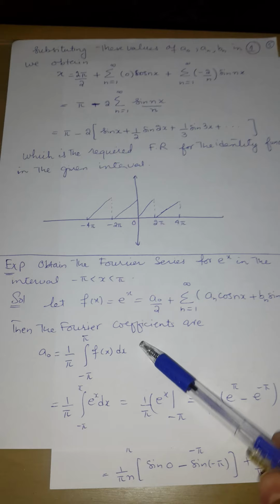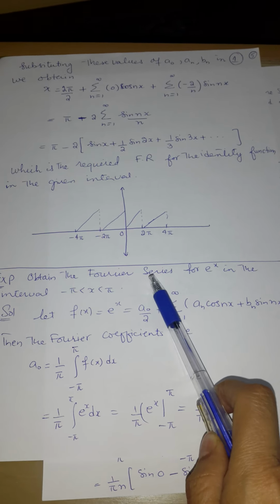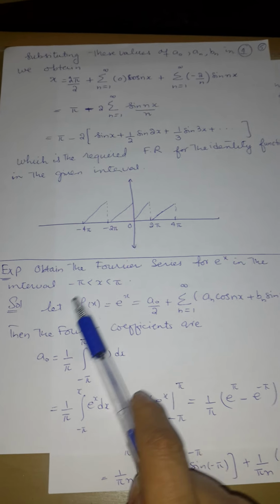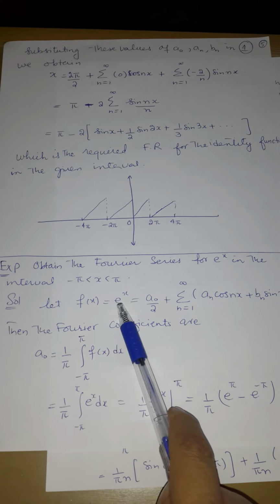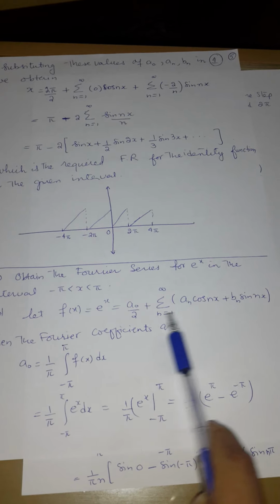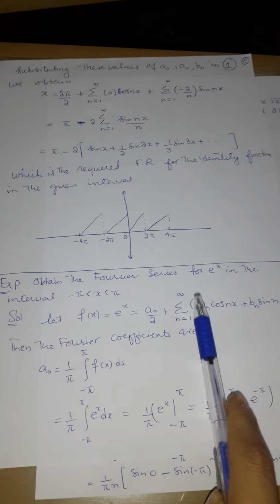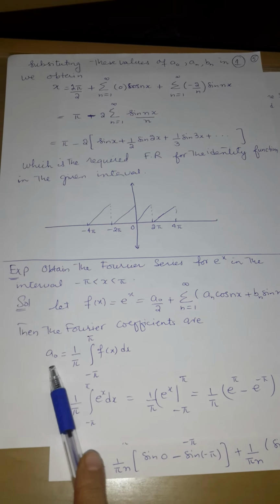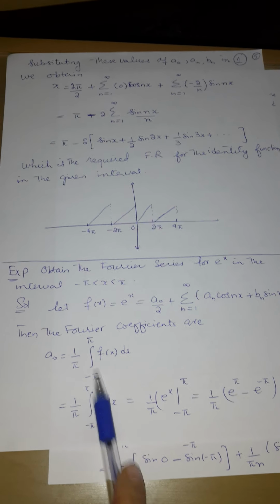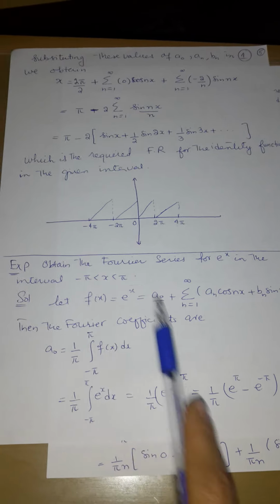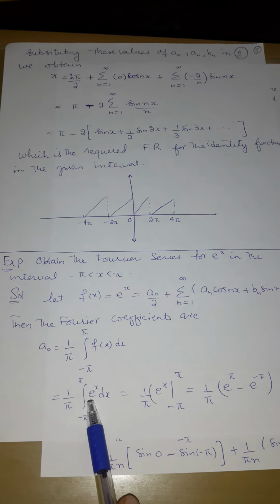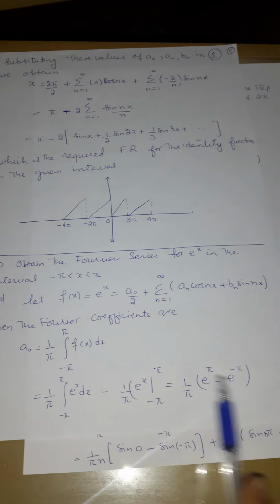Now another example is: obtain the Fourier series for e to the x in the interval minus pi to pi. Here the function is f of x equals e to the x. It can be written as a Fourier series. Now here we will calculate a naught, a n and b n. A naught equals 1 over pi, integral from minus pi to pi, f of x dx. Now in place of f of x we will substitute e to the x. After solving we will have this value.